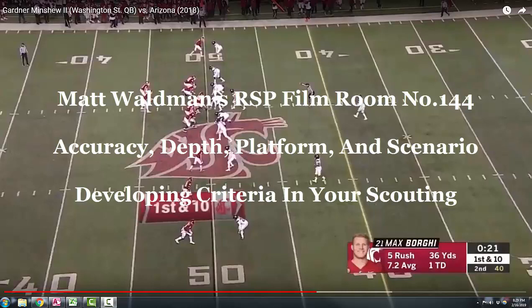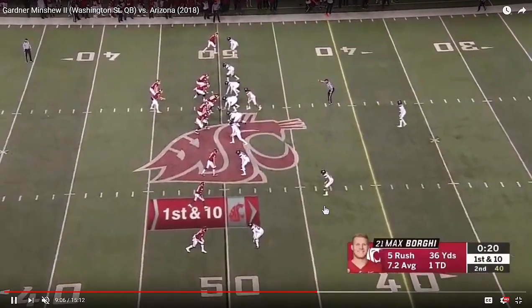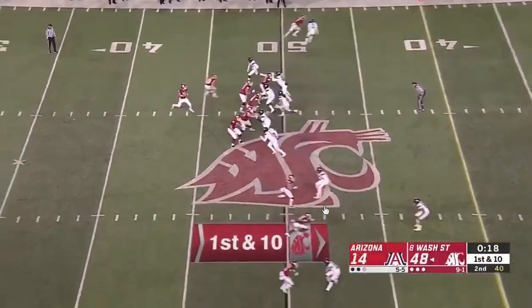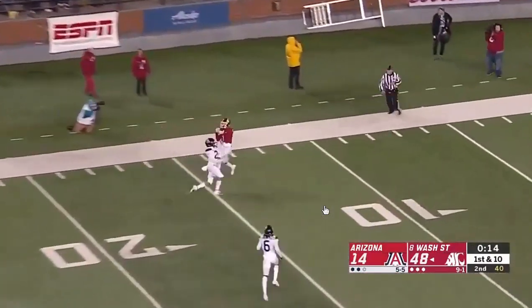So for all you people who are already football geniuses out there, you know everything. You don't need to watch this, or maybe you do. But what we're going to look at here is this. Just talk about one play and how you define criteria, because defining criteria is very important, and it's something that's often missed in the NFL.